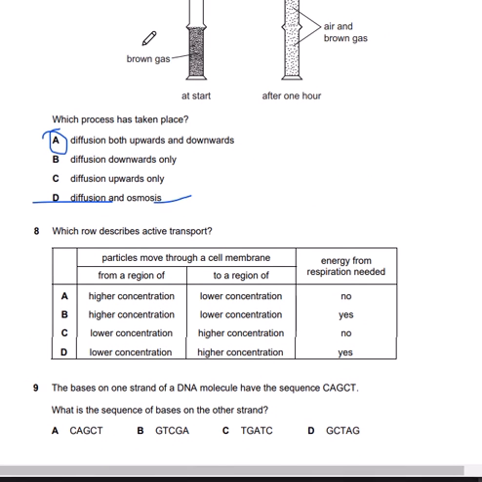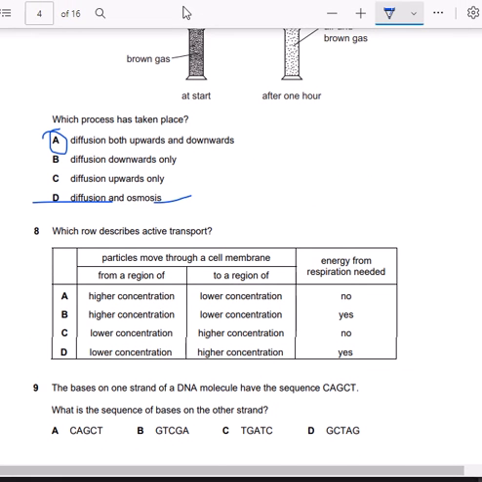Which rule describes active transport? What is active transport? Active transport is the movement of particles from lower concentration to higher concentration, against the concentration gradient, using energy from respiration. So yes, it does need energy from respiration. And it moves from lower concentration to higher concentration, so that makes it D.